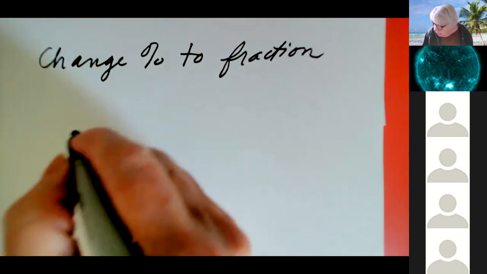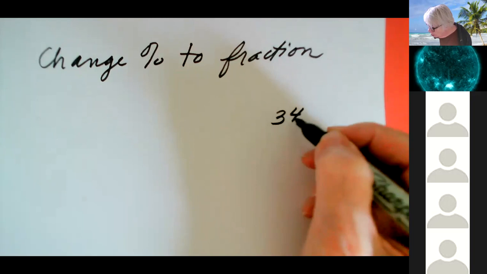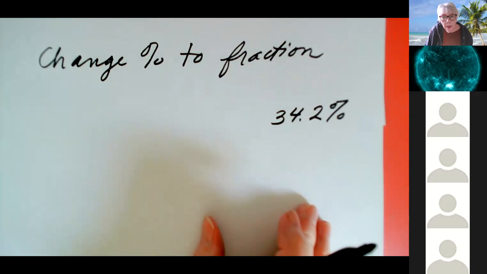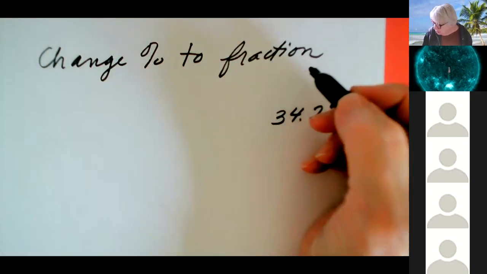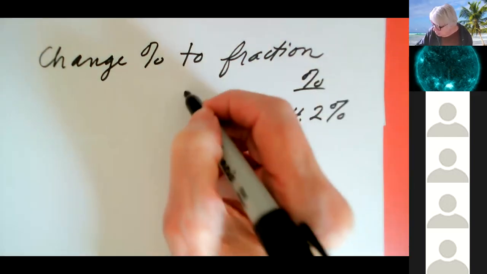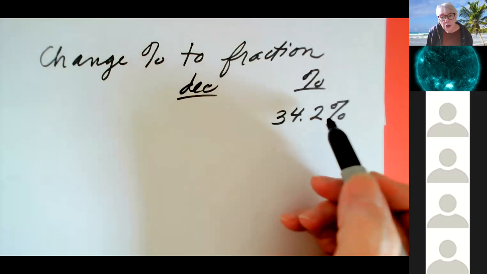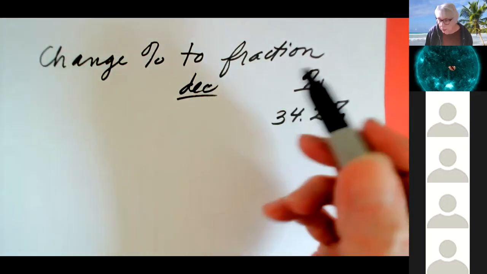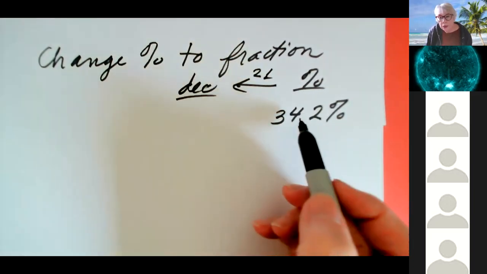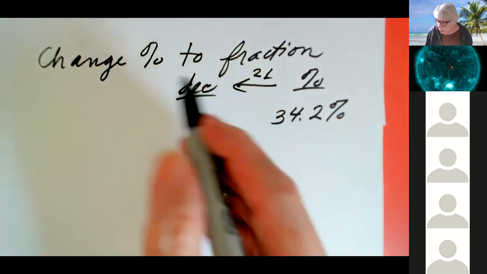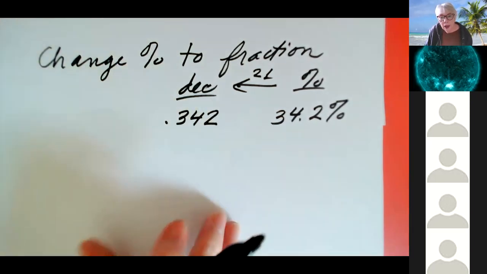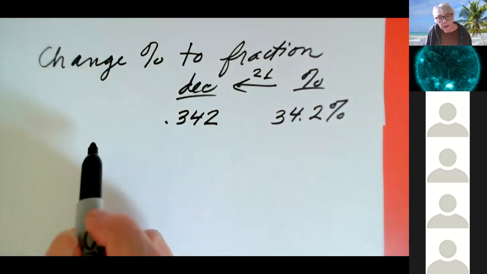We have 34.2%. Now that's a percent as a decimal. So here's a percent column. Here's the decimal column. And so to get from here to here, it's 2 places to the left. So this decimal point would go 0.342. I'm going to leave the 0 off for the moment.